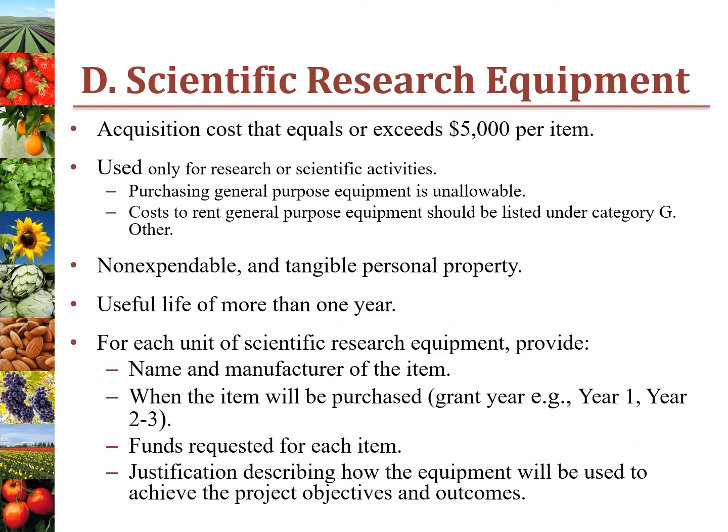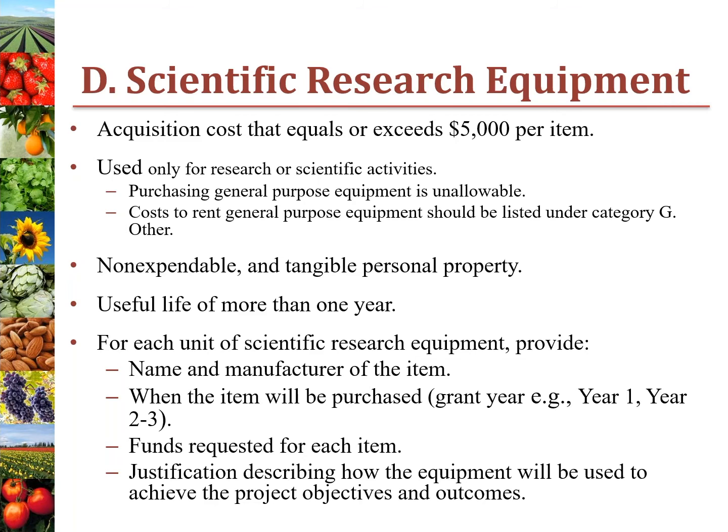Category D is for costs to purchase scientific research equipment required for the project. To be considered scientific research equipment, an item must cost $5,000 or more per item and must be used only for research or scientific activities. This includes items like specialized microscopes or other lab equipment. Scientific research equipment is non-expendable, tangible personal property with a useful life of more than 1 year. Note that all non-scientific items that cost more than $5,000 are considered general purpose equipment.